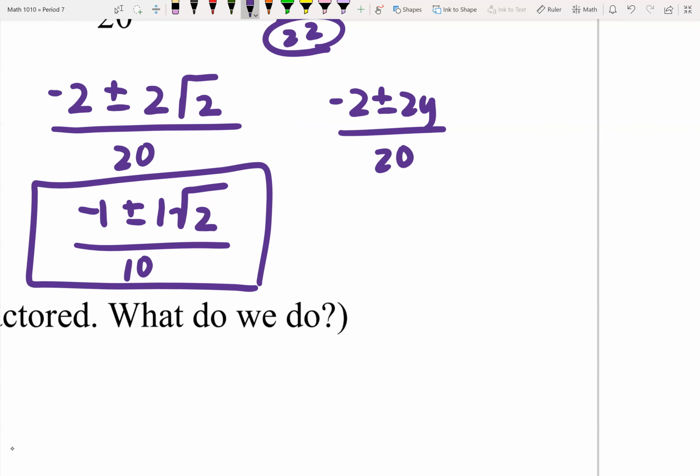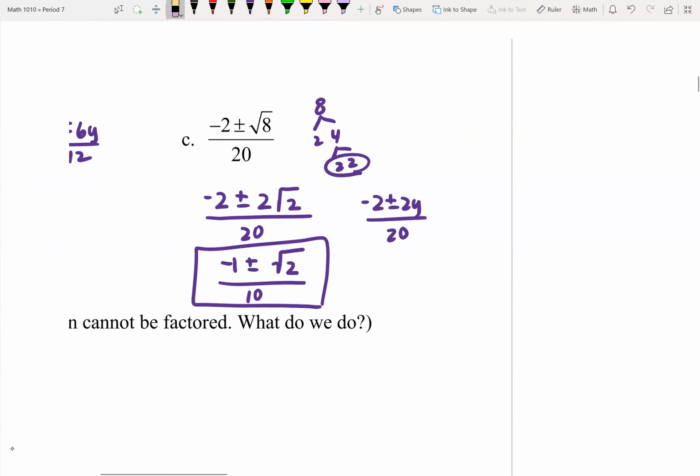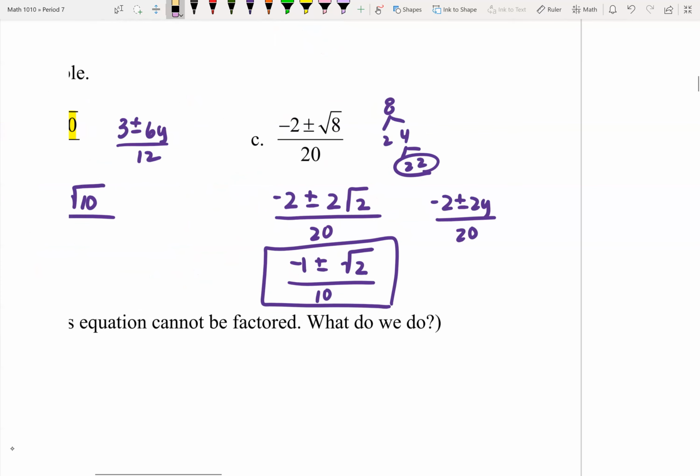Is the 1 in front of the square root of 2 necessary? No. Is the negative 1 in front of the plus or minus necessary? Yes, it is. There's your answer. Who says, I totally get this? This is easy. Yay. Okay.